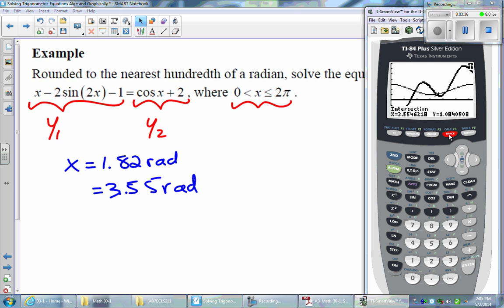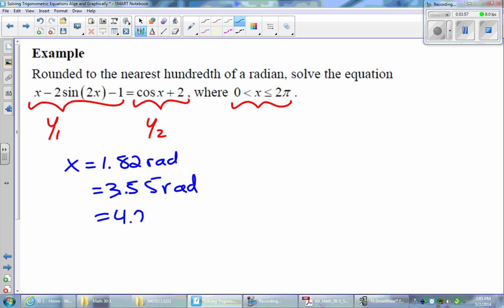So second trace again, select 5 for intersect. This time I'm not going to select any points on the left here because I might get mixed up with the other intersection points, so I'm going to go more to the right of it. So right there's fine, and then press enter again and enter one more time. And our last solution here is about x equals 4.21. And I believe that's it for solutions.